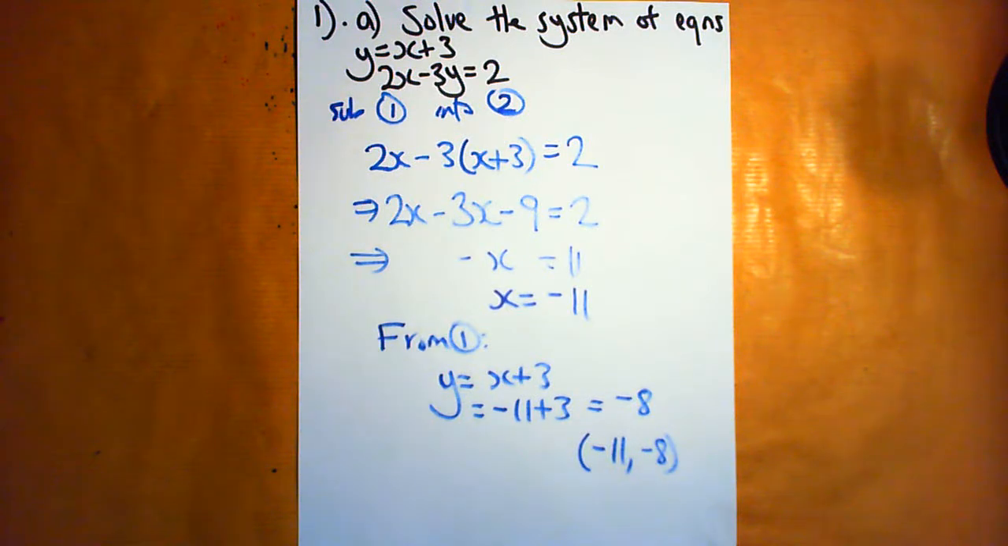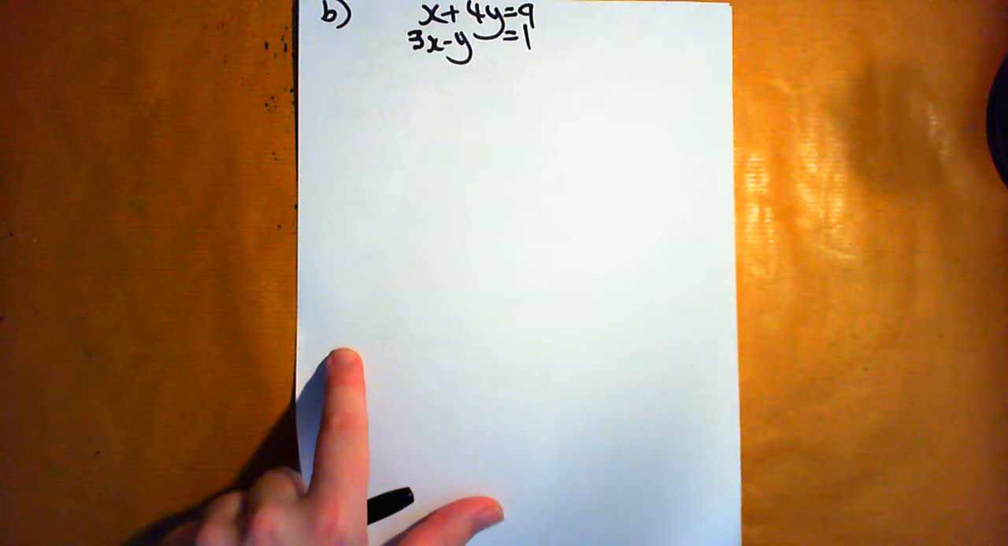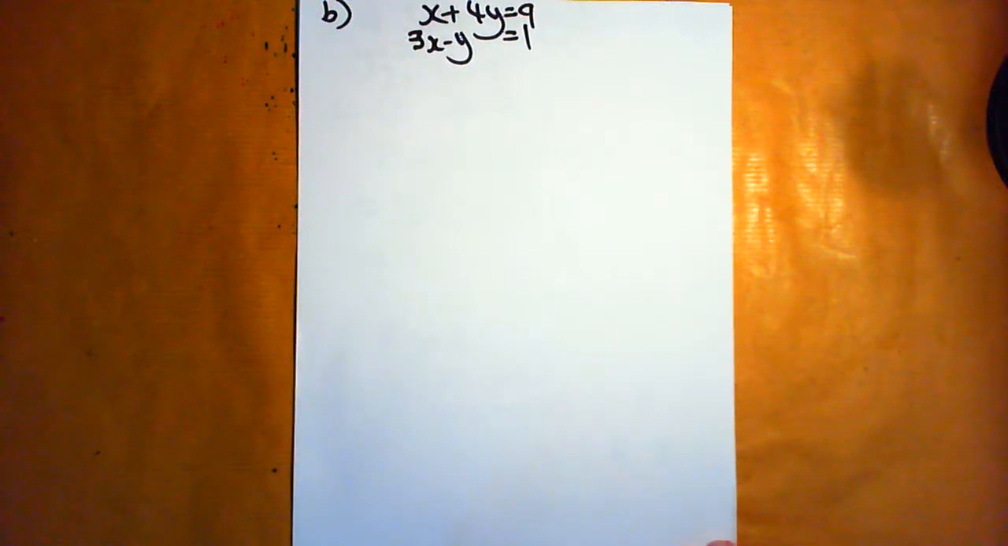Okay, so question B, we have another system of equations. We have x plus 4y equals 9, and we have 3x minus y equals 1. So we need to work out what approach we're going to take here. Elimination or substitution? Well, a case can be built either way here. It's already set up in the form that we've got x's and y's on one side and numbers on the other in both equations. But on the other hand, it's not too difficult to solve that first equation for x, so we'll do that.